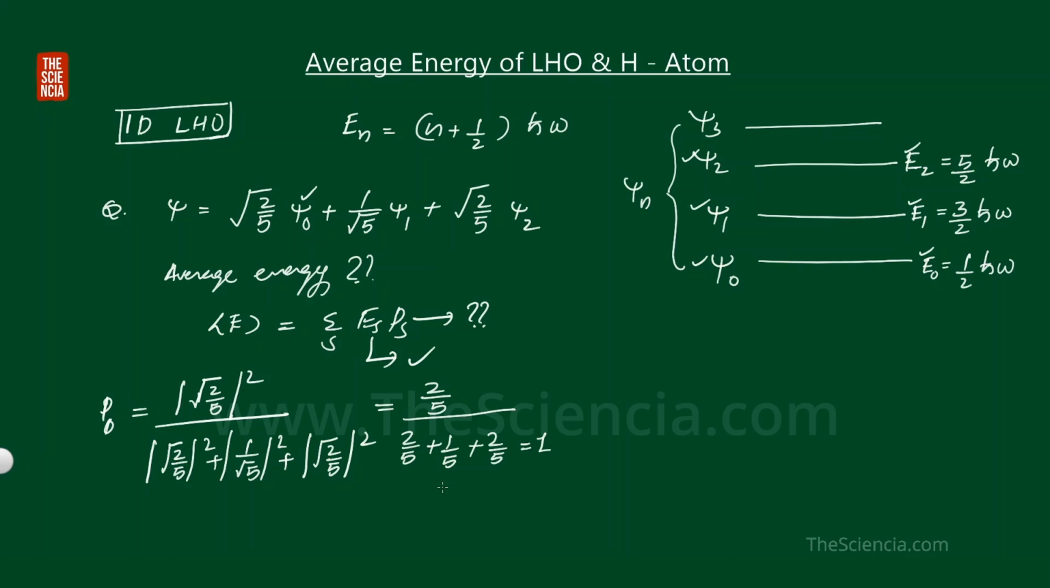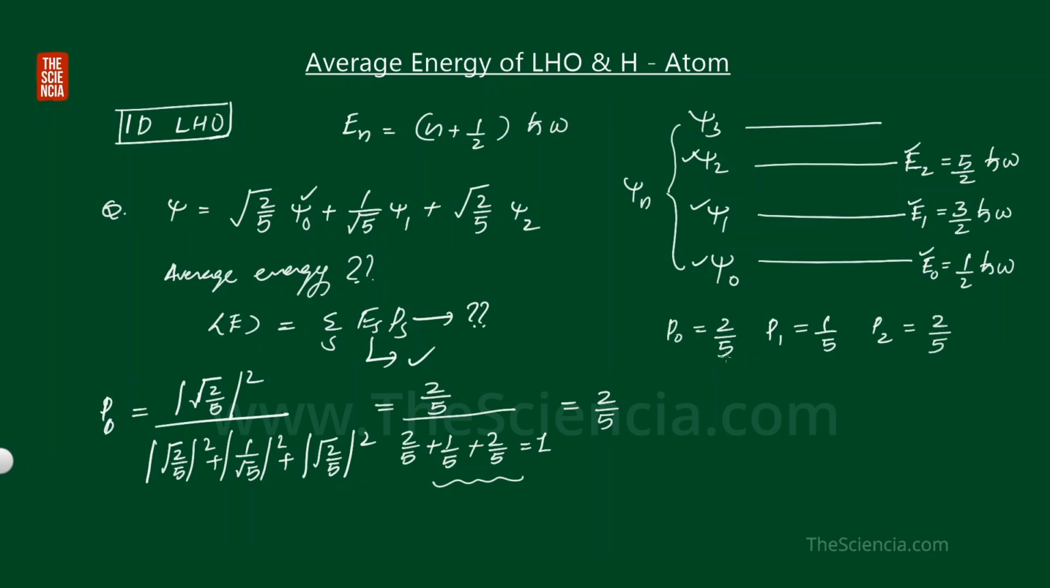If this value is not equal to 1, then we will do the normalization. Only then can that wave function represent the particle. Here it is a normalized wave function, that is why it is equal to 1. So this is equal to 2 by 5. That is, we got P0 equal to 2 by 5. Similarly, we will get P1 equal to 1 by 5, and P2 equal to 2 by 5.